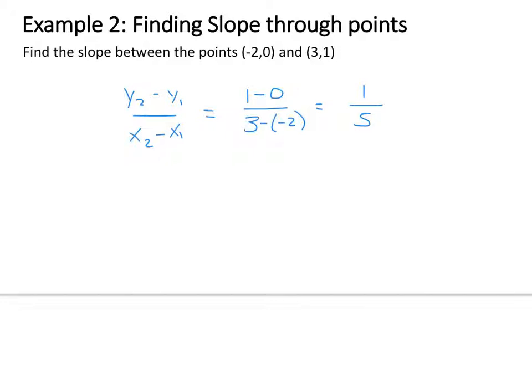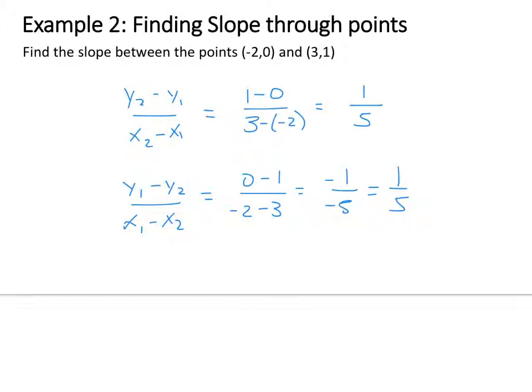Let's say you couldn't remember the formula and you thought it was y1 minus y2 over x1 minus x2. As long as you keep them straight, what should happen is you get the same answer. So I have 0 minus 1 over negative 2 minus 3. So then I'd end up with a negative 1 over a negative 5, which equals 1/5, the same exact answer. And that's going to be true as long as you keep your points together. So as long as you subtract the second one from the first one or the first one from the second one, you should be okay to get the correct slope.